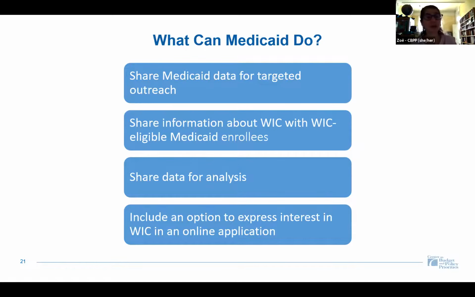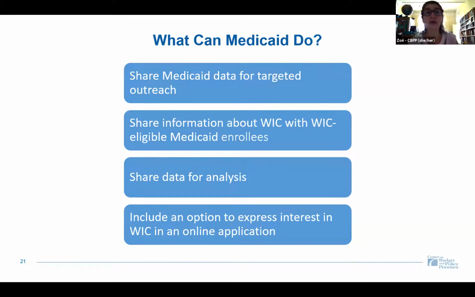targeted outreach. It could be using that model where there's a monthly or a quarterly sharing of information. It could be that you set up automatic data sharing so that every time an individual gets enrolled in the pregnancy category in Medicaid, that information is shared with WIC. Same could be done for infants or children. We believe that the information can be shared, and there are states that are doing it. There are some states that do not believe that they're allowed to share Medicaid information.